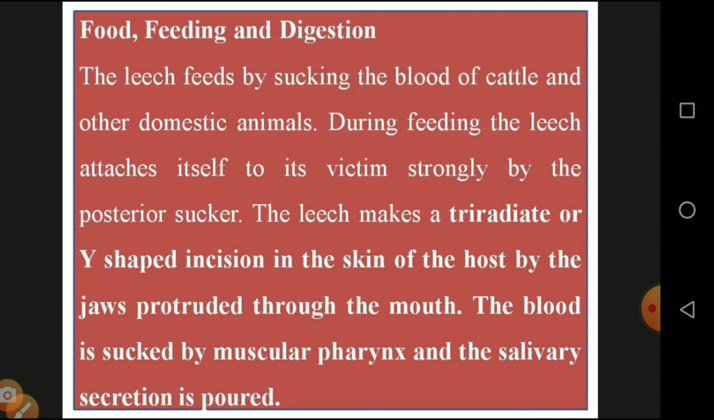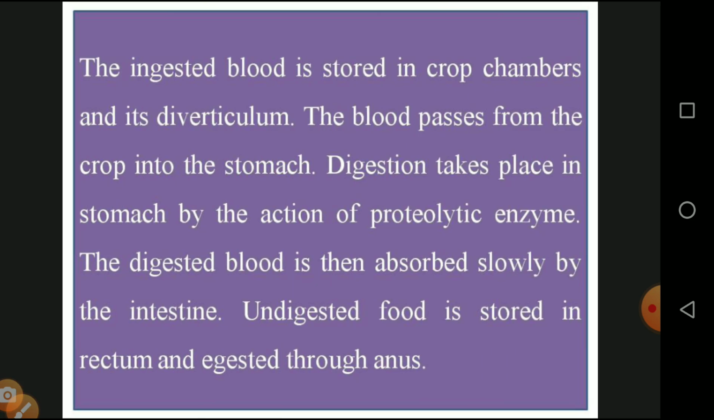Then blood is sucked by the muscular pharynx. Like how we suck juice from a bottle with a straw, the leech also sucks blood from the host organism, and the blood is stored in the crop chambers and diverticula. Blood passes from the crop into the stomach. Digestion takes place in the stomach by the action of proteolytic enzyme. Underline the word, very important, one mark question: proteolytic enzyme. It maintains the blood in liquid form.